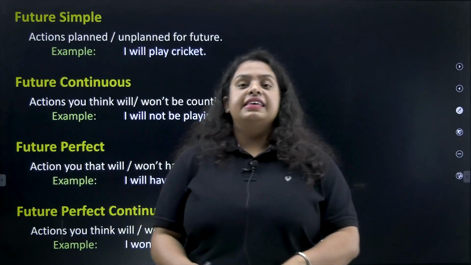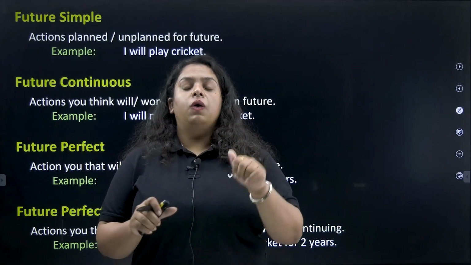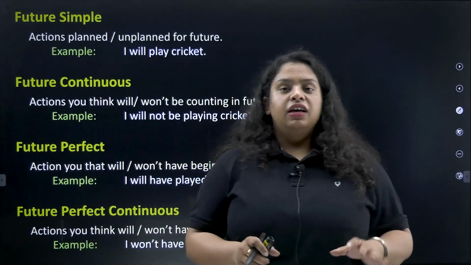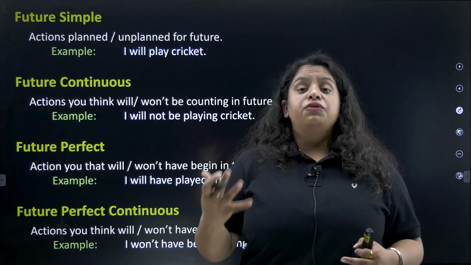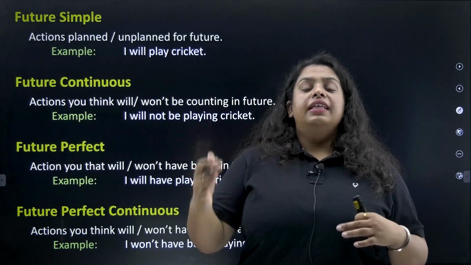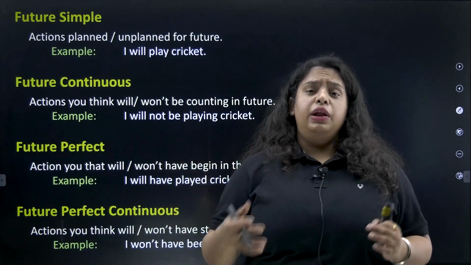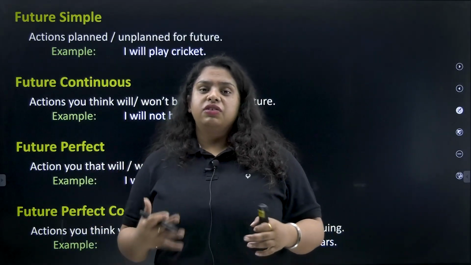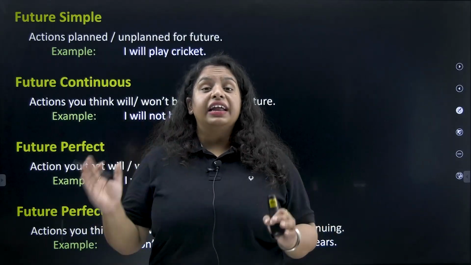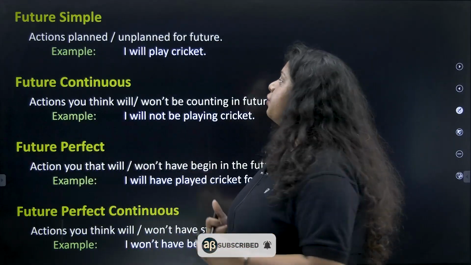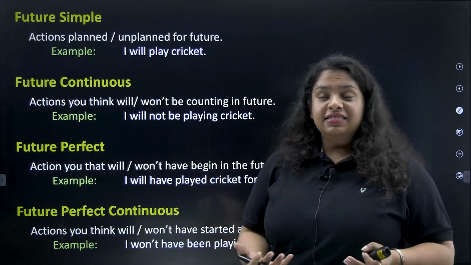Okay, now let's look into the rules or the tricks of making future tenses. When we talk about future tense, that is something that we can guess, like we are predicting, or we are just guessing that it will happen, or it may happen, or something like that. Future is obviously something that we predict. So now let's see the rule of remembering these tenses.